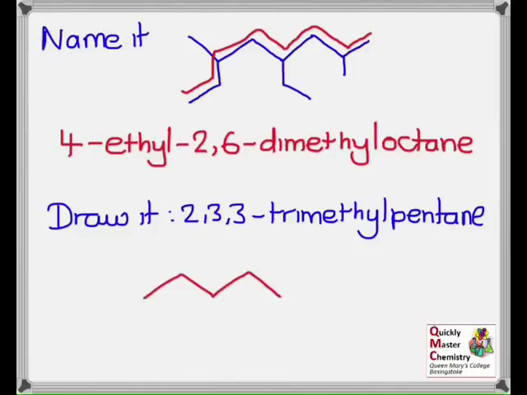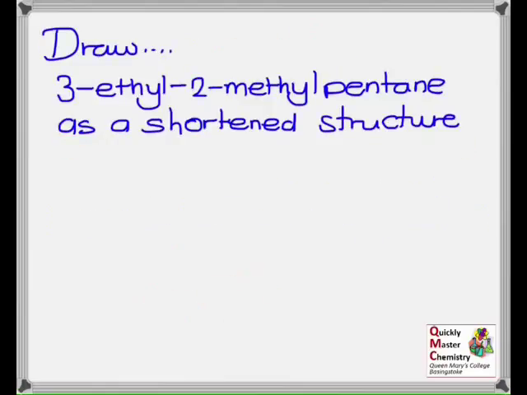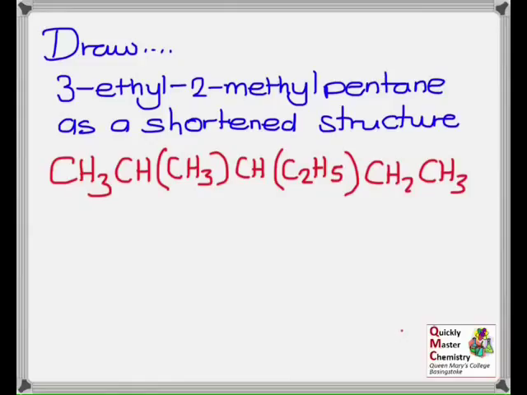So pentane tells us there's a 5-carbon chain. That's going to be an M or a W if you drew it the other way up as a zigzag. And then we can put a 1-carbon branch on carbon 2 and 2 1-carbon branches on carbon 3. Final couple of examples for you to have a go at. First of all, a challenge to draw 3-ethyl 2-methyl pentane as a shortened structure. And that'll come out as follows.